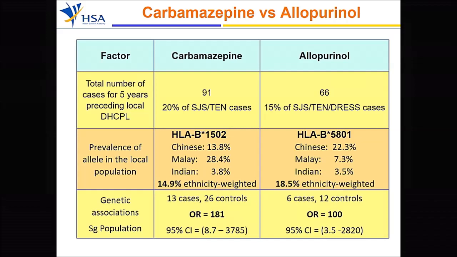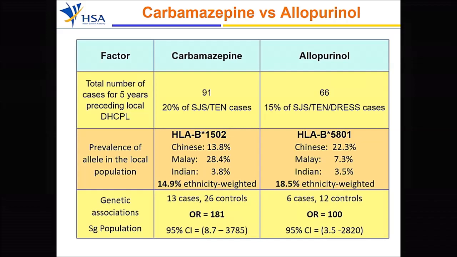For the 5 years before we had any regulatory recommendations on genotyping, we had 91 cases of carbamazepine, which made up 1/5 of the total number of cases of SJS-TEN. Likewise for allopurinol, it's not quite as many, 66 cases, which is 15% of SJS-TEN and DRESS, because allopurinol is also associated with DRESS cases.